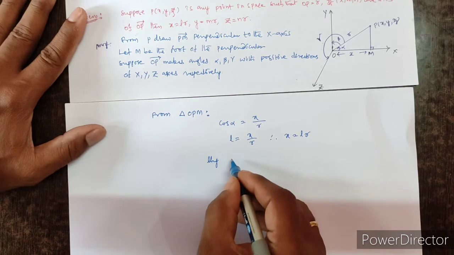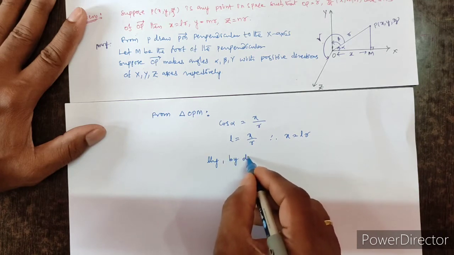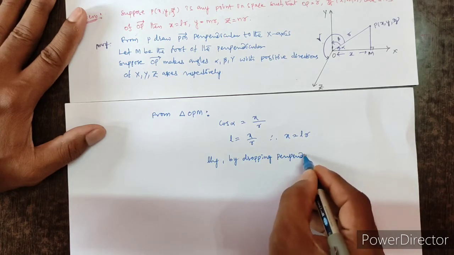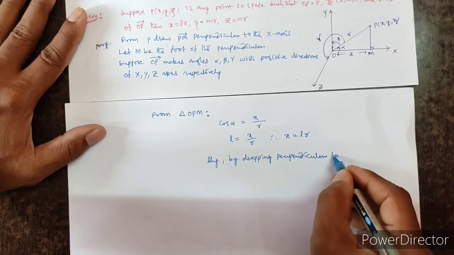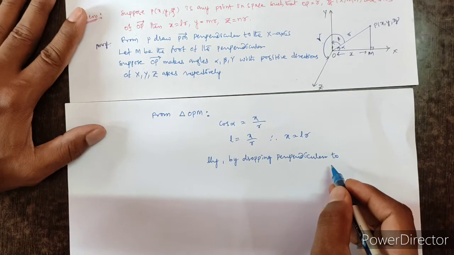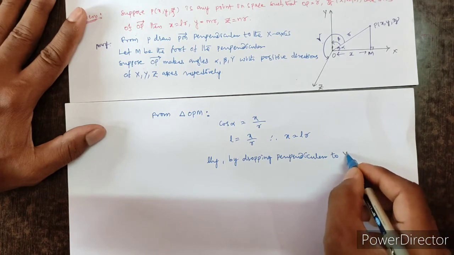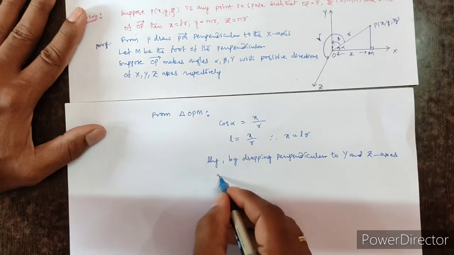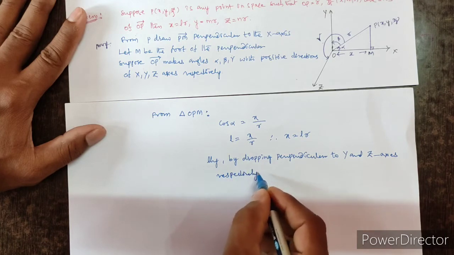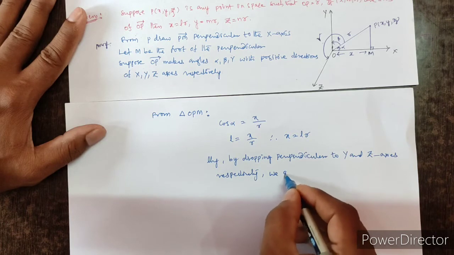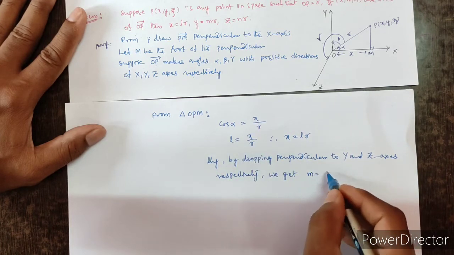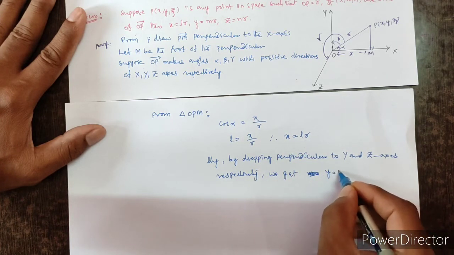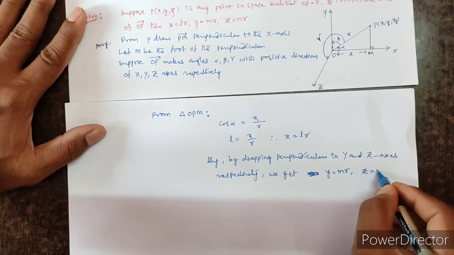Similarly, by dropping perpendiculars from P to the y and z axes respectively, we get y equal to mr and z equal to nr. So x equals Lr, y equals mr, and z equals nr.